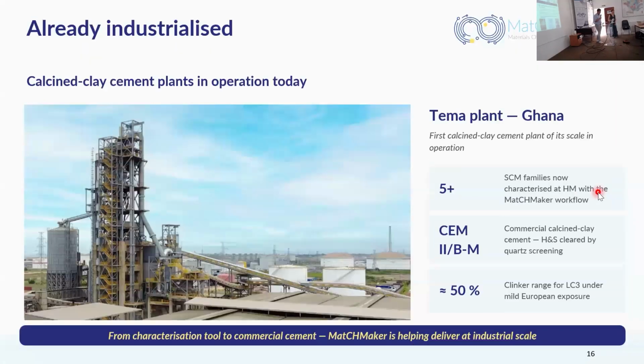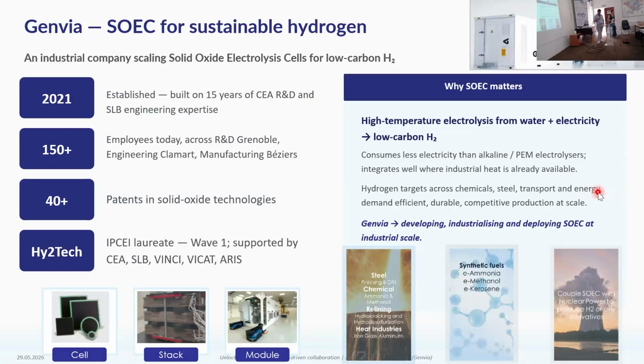Genvia is a company which was established 5 years ago, but it's built on 15 years of R&D at the CEA and SLB, so previously Schlumberger expertise. It's 150 employees. There are 40 patents, and it's basically producing cells for hydrogen, and they're using a special technique which goes at high temperature, which is unusual in this field, and it can serve different industries, which you see on the bottom right. So basically, a cell is what you see on the bottom left.